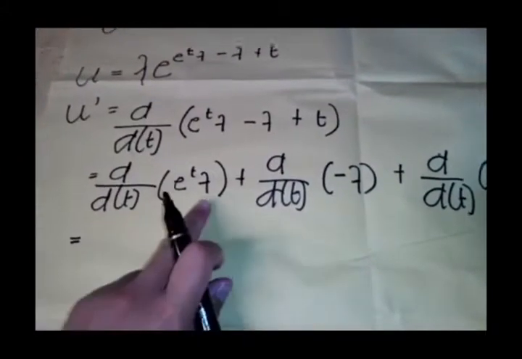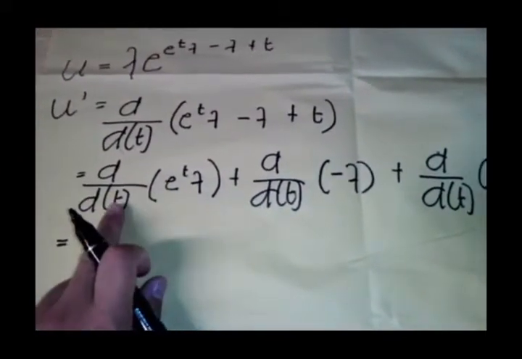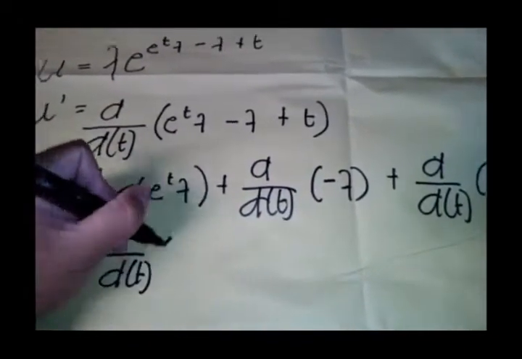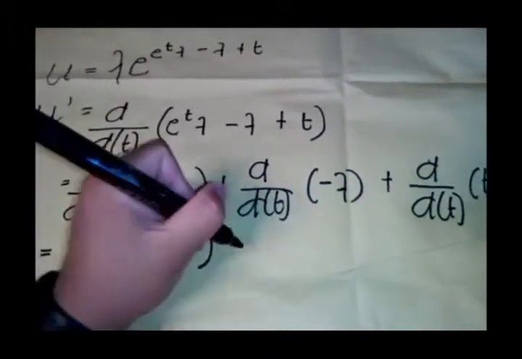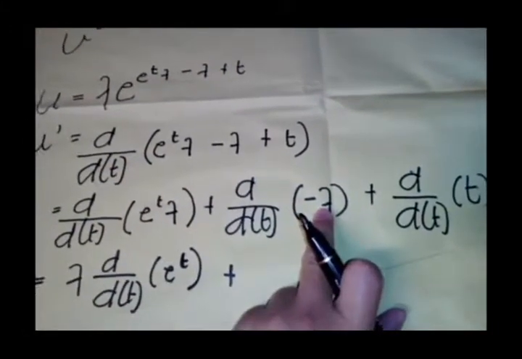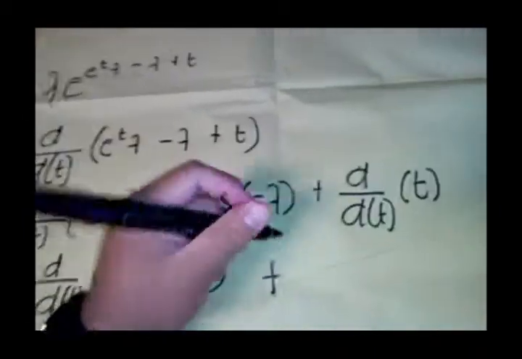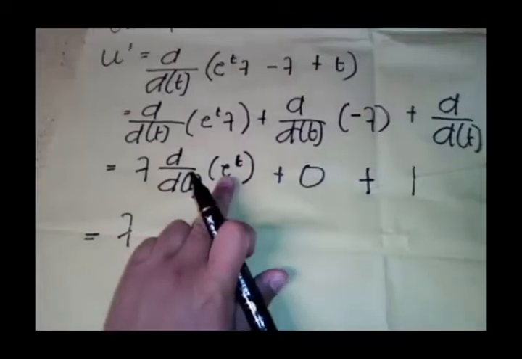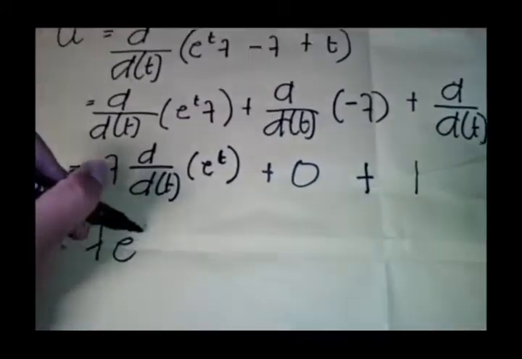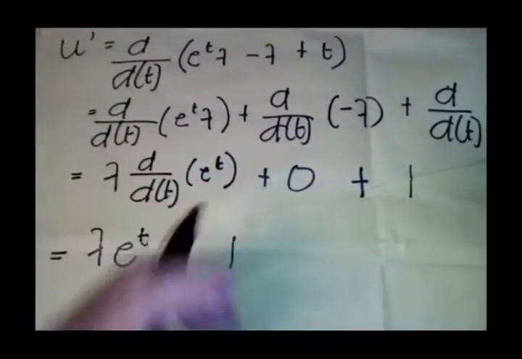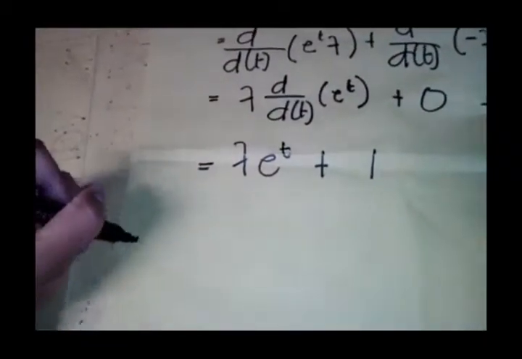Next thing to do is we need to get the derivative of each term. So note that lambda is constant with respect to t, so we need to factor it out. So we have lambda d over dt of e to the t plus, since lambda is constant, note that the derivative of a constant is equal to 0. So we have 0 plus the derivative of t, which is equal to 1. So now we have lambda, the derivative of e to the t is equal to e to the t, plus 1.